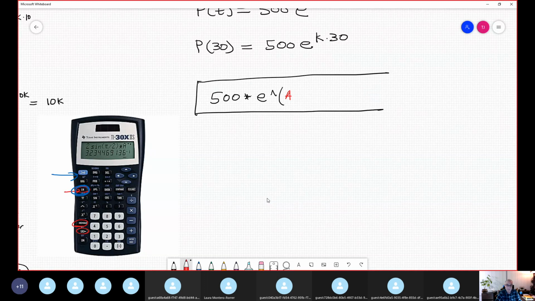Multiplication times 30. And close the parentheses. Boom, I get the answer. The answer is 912.39 something 6524. Obviously, in our problem we are talking about insects, and it makes no sense to talk about decimal insects. So the answer is 912 insects.